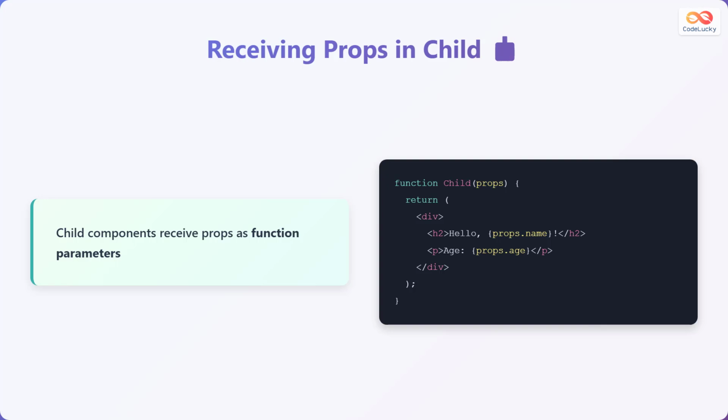Child components receive props as function parameters. The child component receives the props as an argument to its function. In this example, the child component receives a props object as a parameter. You can then access the individual props using dot notation such as props.name and props.age. The values of these props can then be used within the child component, allowing it to display dynamic data passed down from its parent.